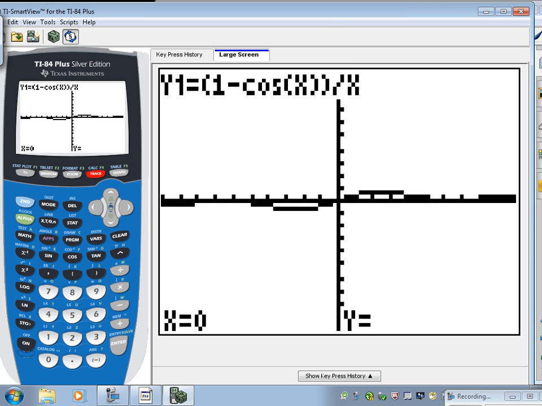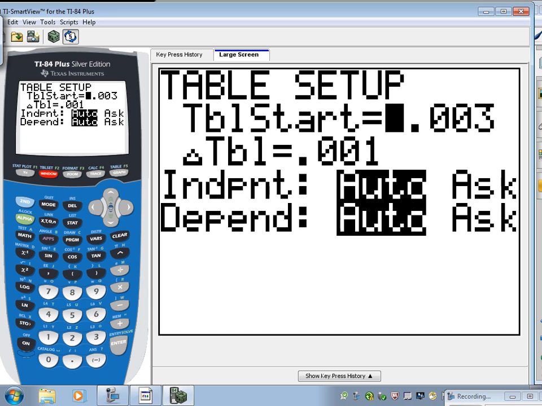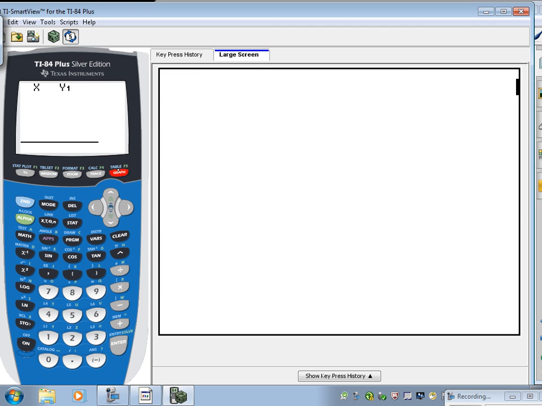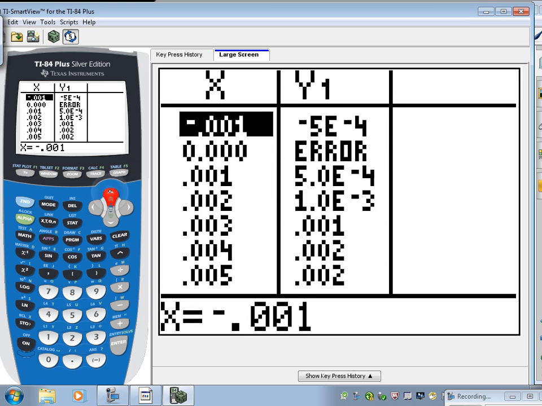Hit trace. Notice that same thing's happening, right? You could again move just to the left of it and approach from the left, or just to the right of it. What does it appear that the y value is approaching when x is approaching 0? 0. Does everybody agree with that? Okay, let's do the table way. Let's do second table. I'm going to start at 0 again, and 0.001 again.